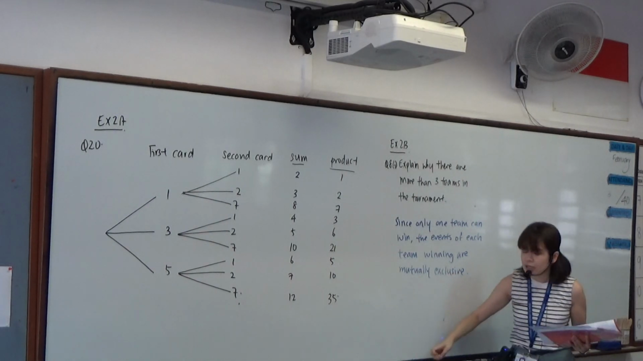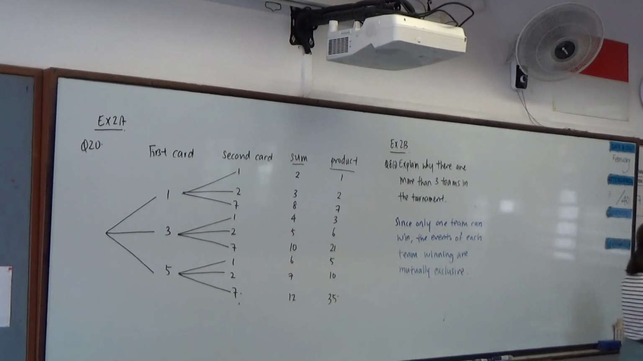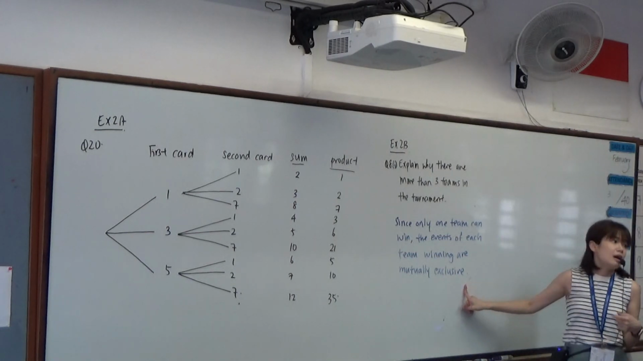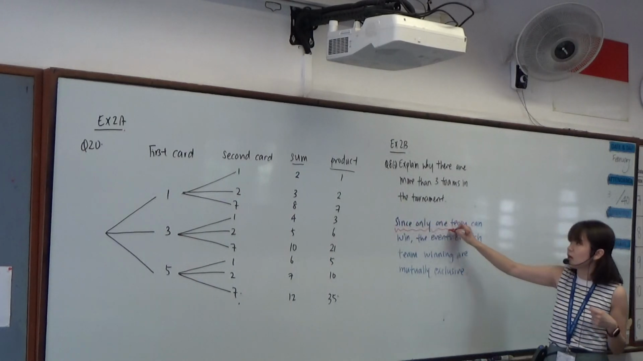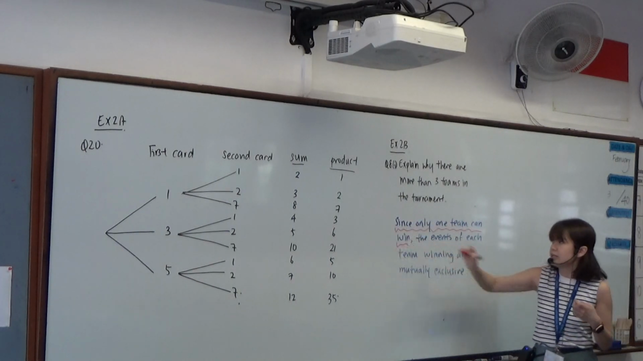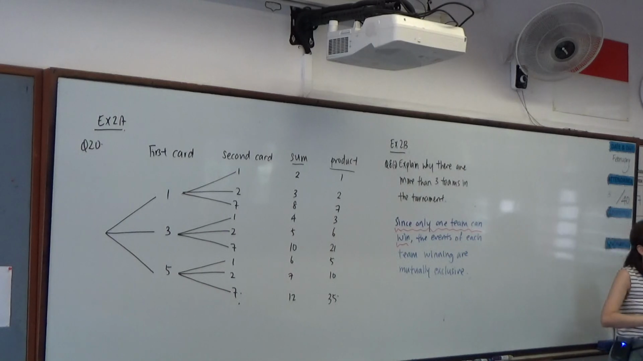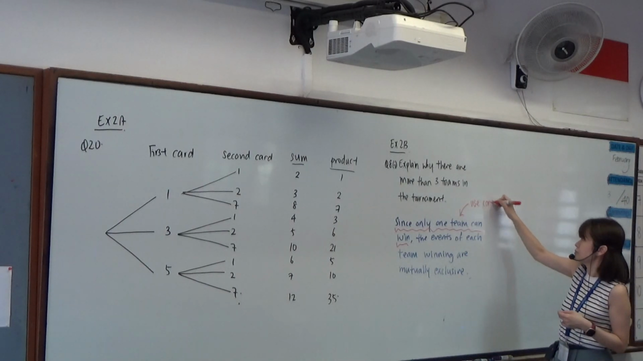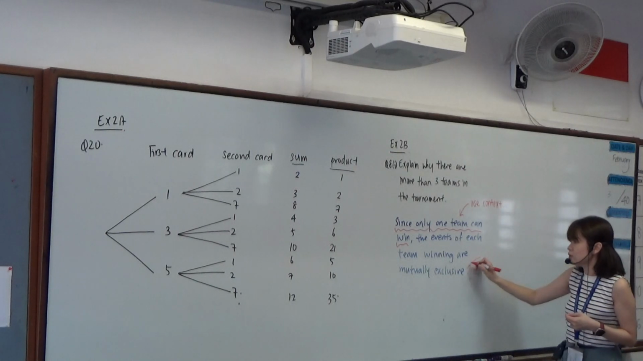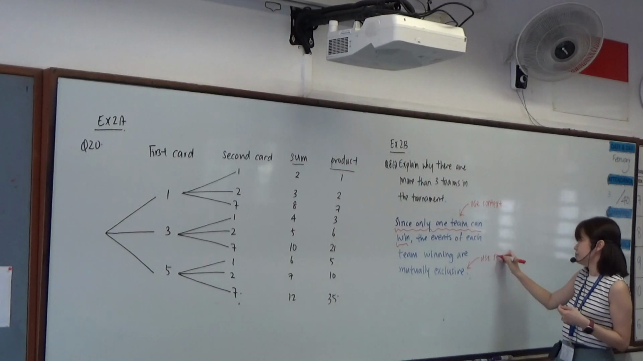In fact, you cannot just tell me that the events are mutually exclusive. You need to really explain and dive deeper into why it is that the events are actually mutually exclusive. And it is mutually exclusive because the context itself is such that only one team can win. So use the context. Use the maths term.